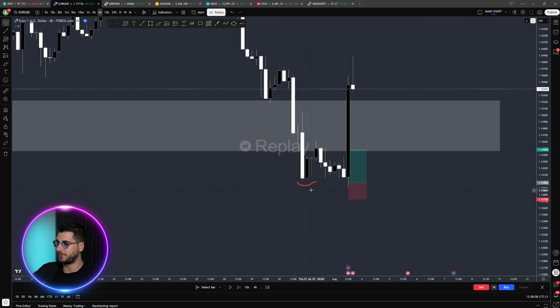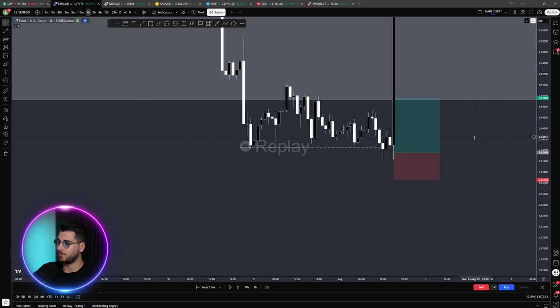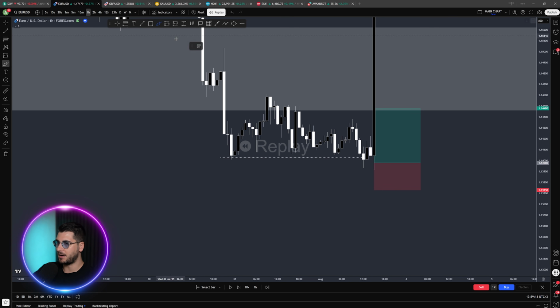Now we have to wait for liquidity to be taken. We had a 4-hour lows right here, right? We had a 4-hour bullish close right there, and then this London 4-hour candle closed bearish. So now I'm expecting liquidity to be taken. I'm also expecting liquidity to be taken looking at the 1-hour time frame. Obviously we have the same high and low, and look what happened.